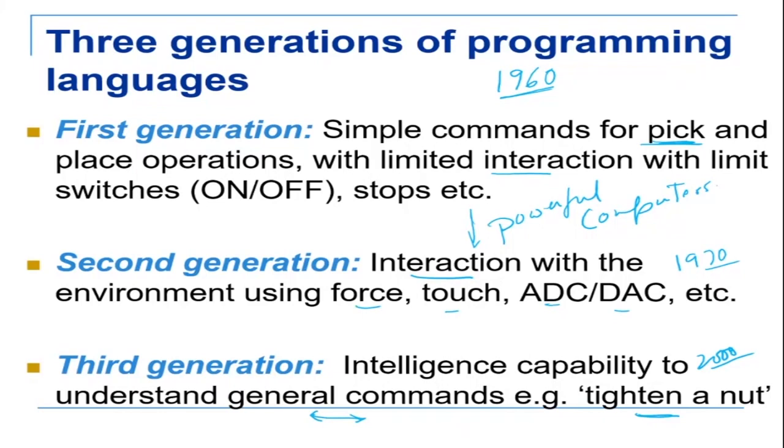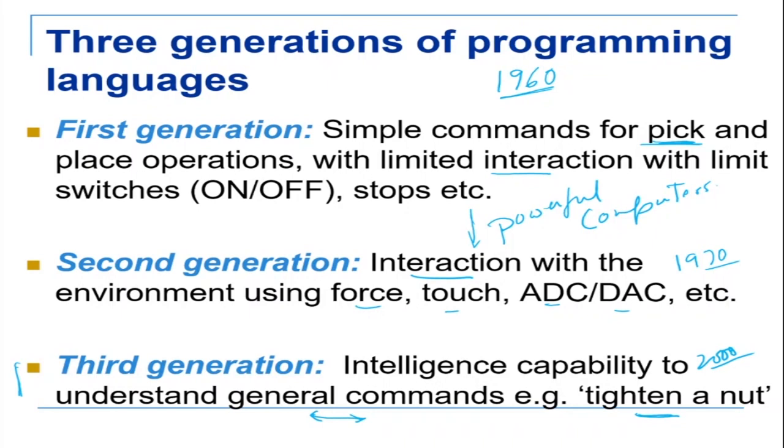But the problem with the English language is that it can have different meanings in different contexts. It is very context sensitive, because of which till now we have not been able to have machine language understand human general commands, especially in manufacturing. For example, if it has to do a particular task like spot welding, spray painting, then tighten this, pick this up, assemble something.